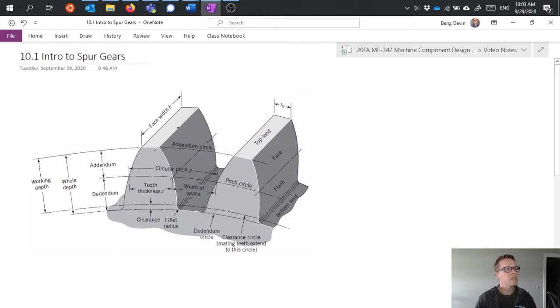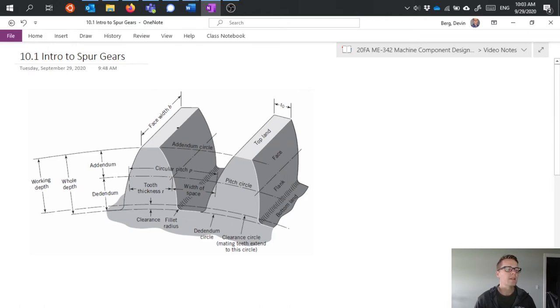We have face width, we have thickness of this top area. You can see that the top of the tooth does not come to a point, for the same reason that we might see that in a screw: it leads to weakness. The thinner this is, the weaker it is, and more likely it is to shear off. Also, it gives us clearance, and we can also see that down here we have some clearance space so that the teeth aren't bottoming out when they mate with the pairing gear.